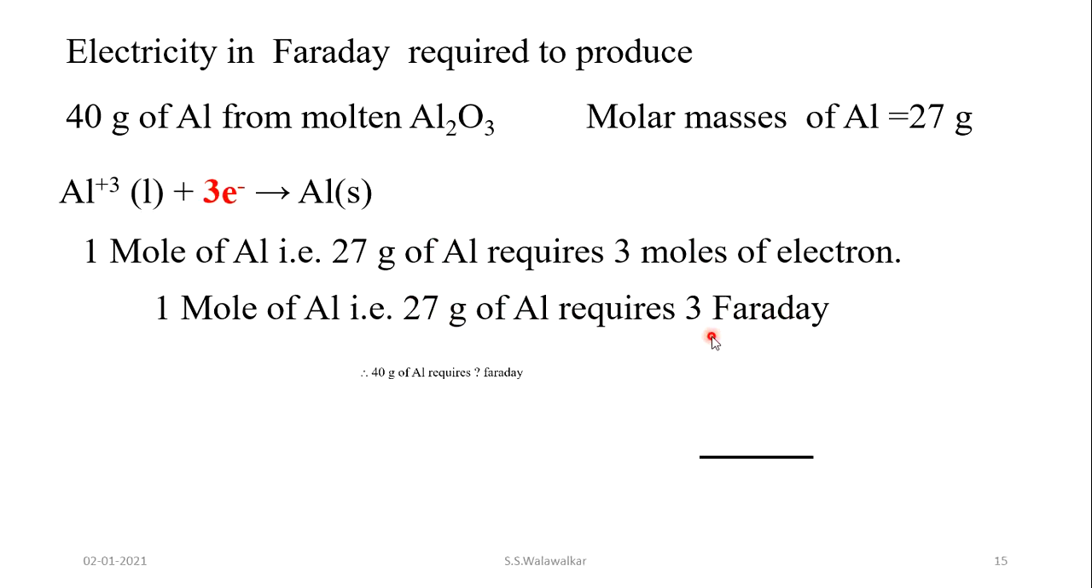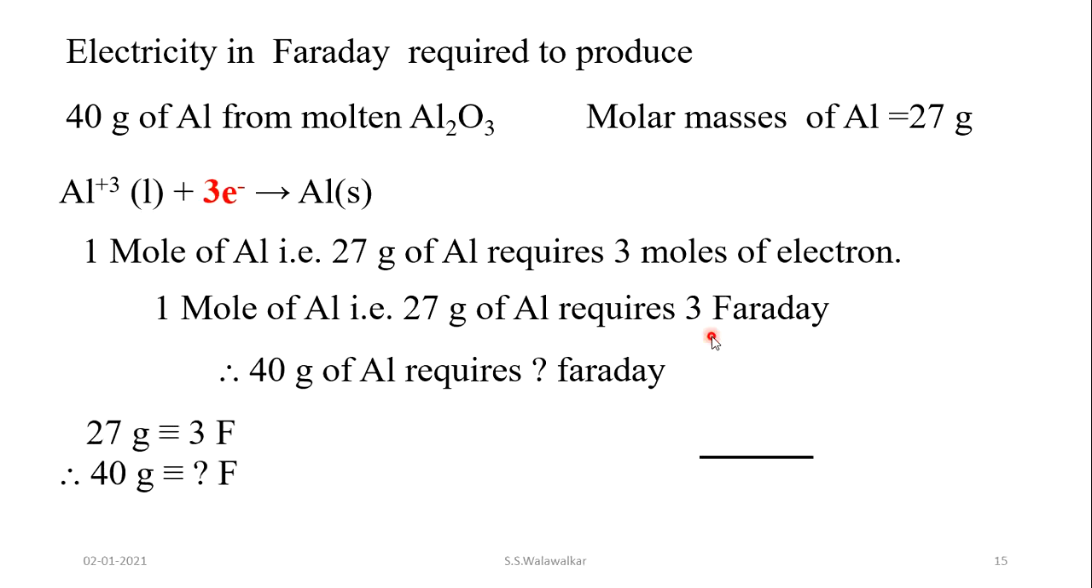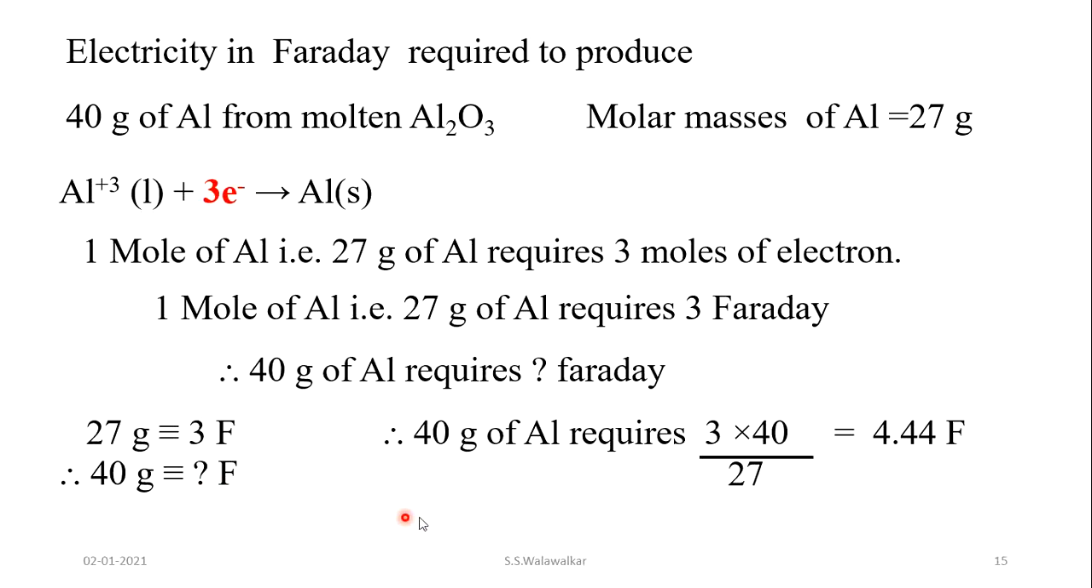3 Faraday of electricity. Therefore 40 grams of aluminium requires how many Faraday? In the same way you have to calculate. 27 grams corresponds to 3 Faraday. Therefore 40 grams corresponds to how many Faraday? So 40 grams of aluminium requires 3 into 40 divided by 27, and that is equal to 4.44 Faraday.